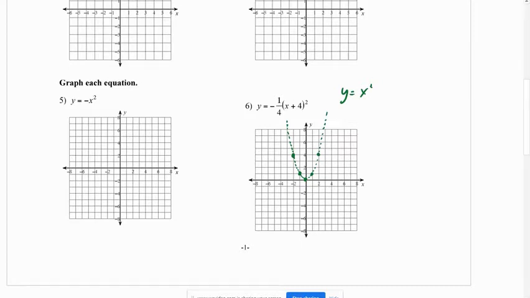So the transformations that have happened is we've replaced x with x plus 4, so that's going to shift it to the left 4, and the negative 1/4 in front is going to be a vertical flip. The negative makes it a vertical flip, and the 1/4 is a vertical compression.